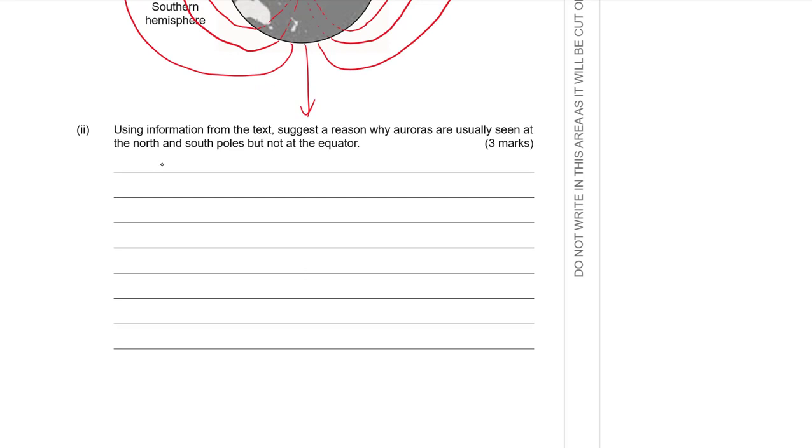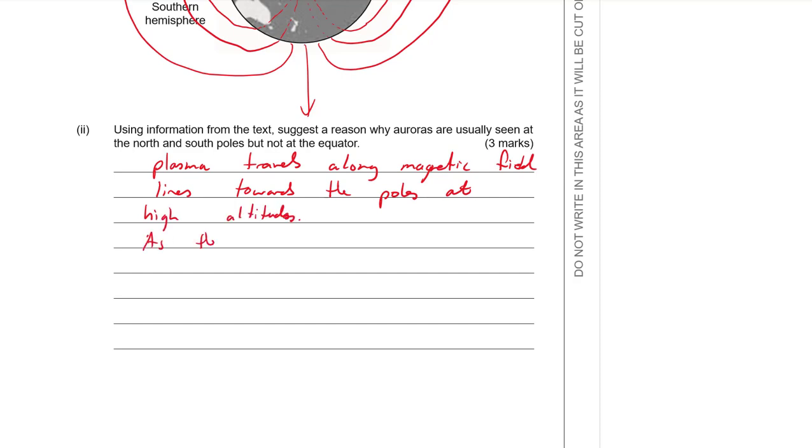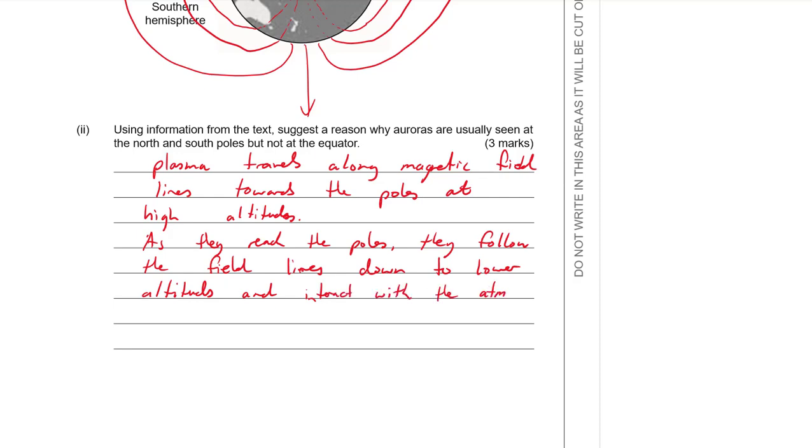So the plasma travels along the magnetic field lines towards the poles at high altitudes, and then as they reach those poles, they can follow the field in or downwards towards the lower altitudes, and they can interact with the atmospheric particles. And I think it's particularly a stronger point when you have the magnetic field lines closer together as well. So you're going to have a lot more interactions happening where they all sort of converge, and that creates the excitation of those atmospheric particles.